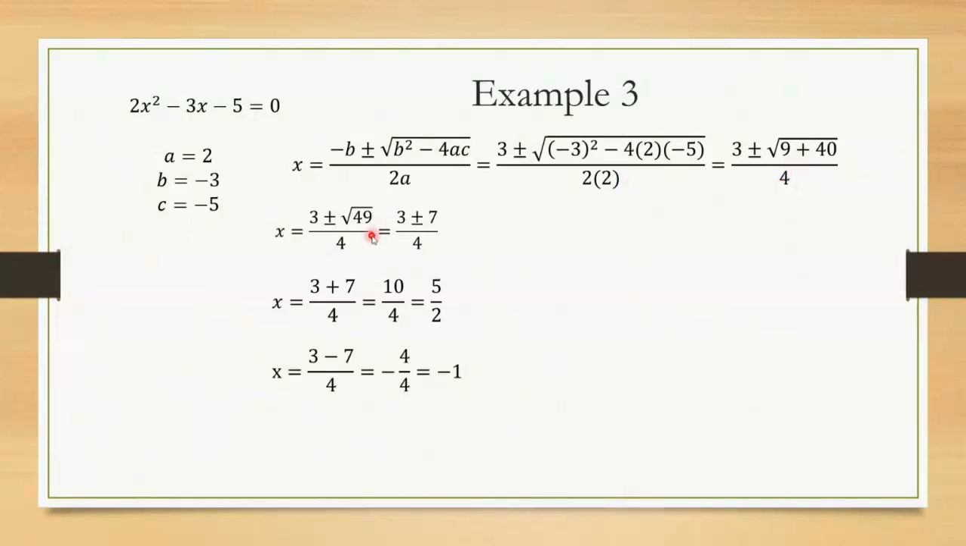And of course, that's the square root of 49. 49 is a perfect square. Square root of 49 is 7. So our two solutions then are 3 plus 7 over 4, right? When you have addition, that's 10 over 4. And I just wrote that in lowest terms as 5 over 2. You have 3 minus 7 over 4. That's when you have minus here. And that's equal to minus 4 over 4, which is -1. So those are our two solutions.